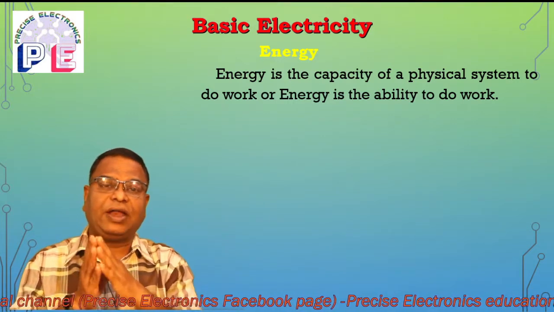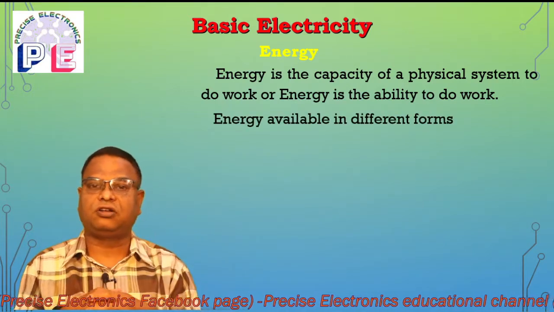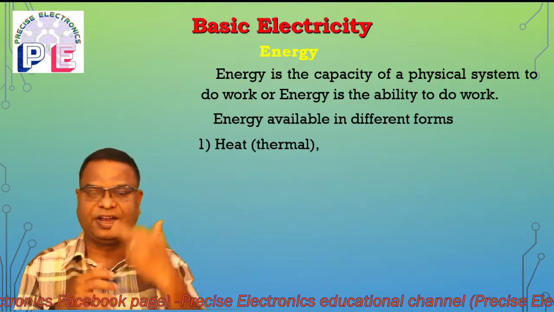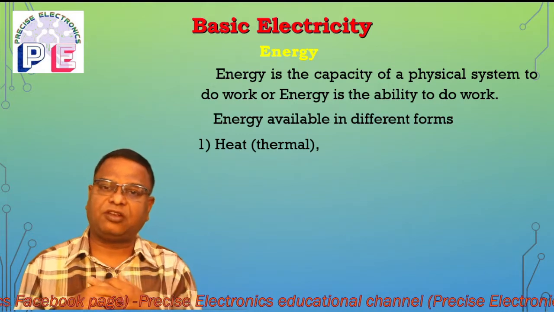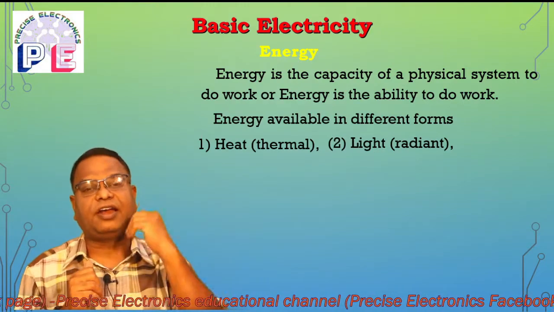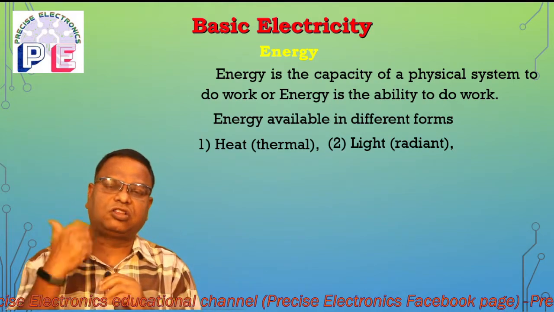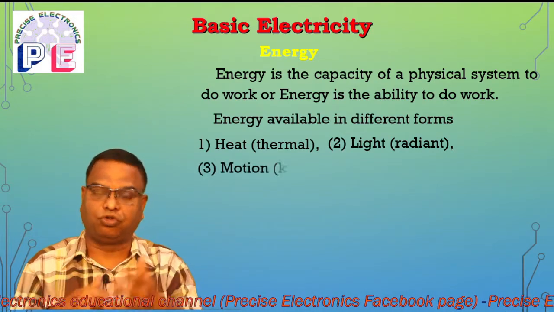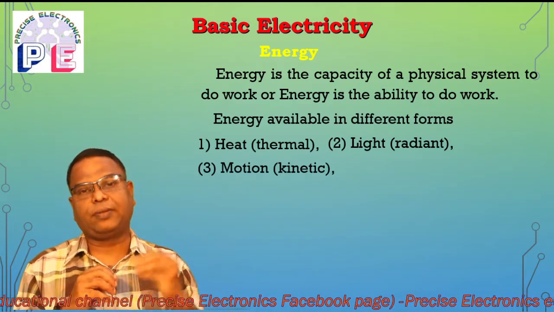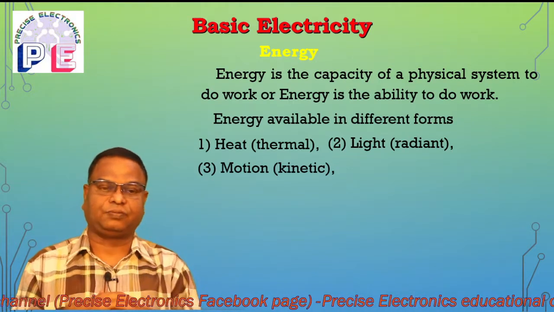Energy is available in various forms, and some of the famous forms are: first, thermal energy, that is heat energy. The second type of energy available is energy provided by light, that is known as radiation, light energy. The third type of energy is motion, that is known as kinetic energy. Energy provided by a moving object is known as kinetic energy.